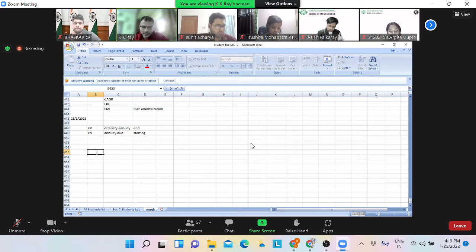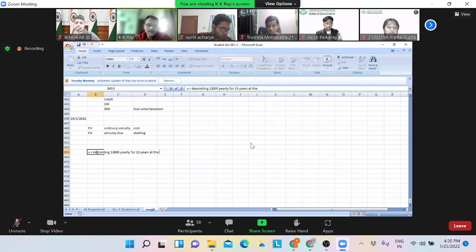So in future value, generally the future value is for the annuity case. Okay, let's see one example. I forgot to mention one formula. Suppose you are depositing 12,000 rupees yearly for 15 years at the interest rate of 12% per annum. What is the amount at the end?